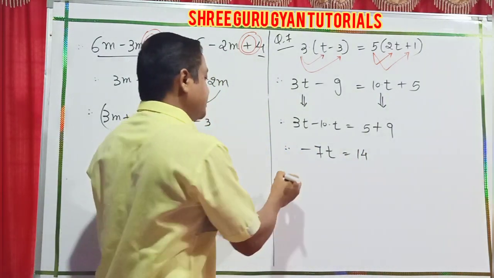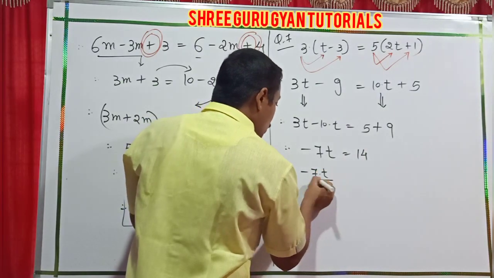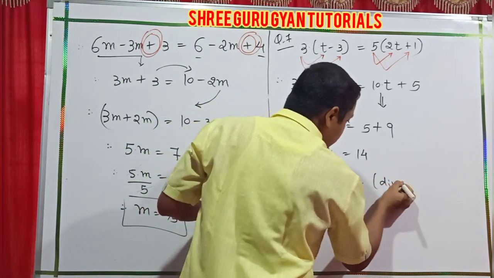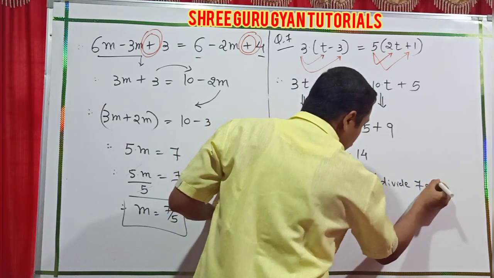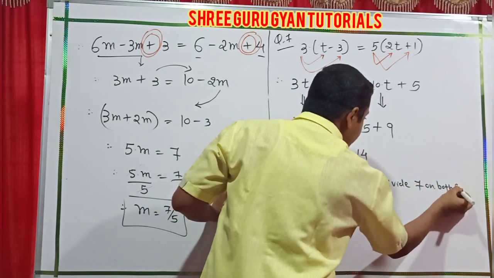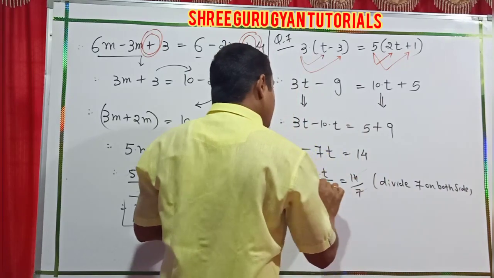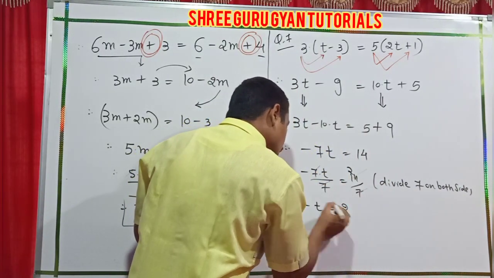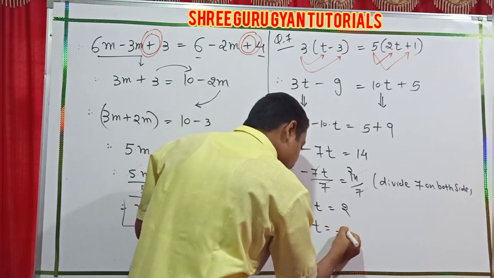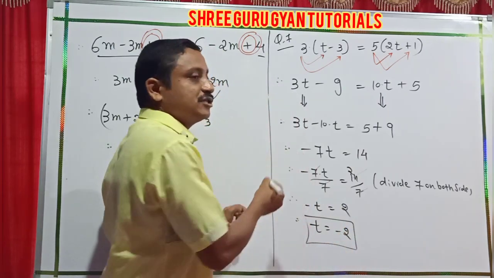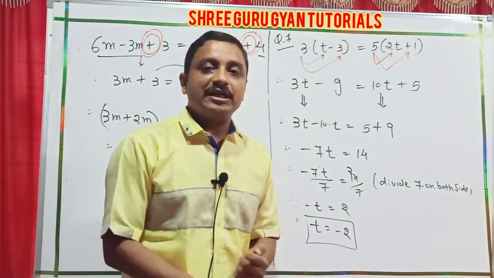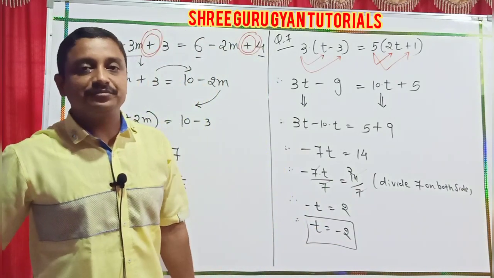Now divide by 7 on both sides. You declare divide by 7 on both sides. So 7 2s are 14 and 7 1s are 7. So minus t is equal to 2. So what is t? Yes, t is equal to only and only minus 2. And it's easily and happily done.